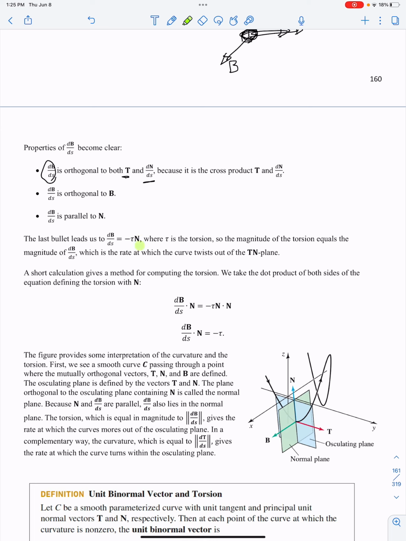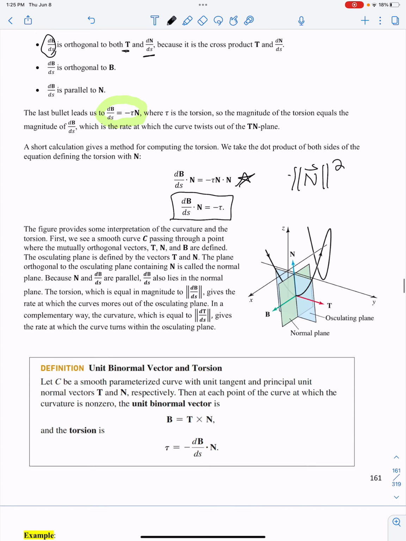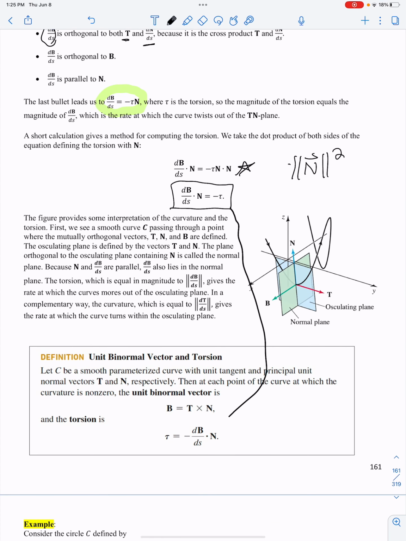If we take this equation and multiply both sides by N, dotted with N, N dotted with itself is a 1, right? They're unit vectors. Think about it, N dotted with N is just the magnitude of N squared. Well, the magnitude of N is 1, and 1 squared is 1, leaving me here. This leads me to my last formula. If I multiply both sides by a negative, we get that.